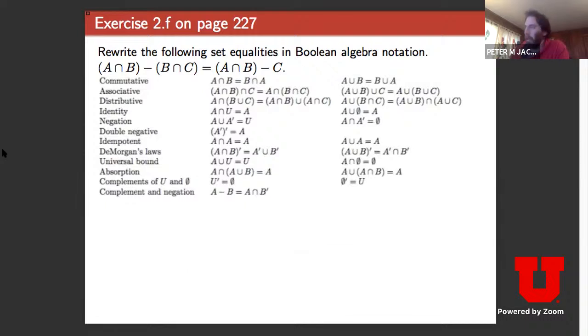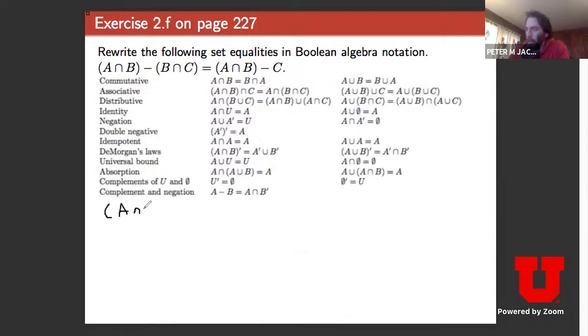All right. So let's start this. Before we start to write everything down, it is useful to rewrite these differences, these minuses. They're set differences. These set difference symbols. It will be useful to write them down in terms of intersections and complements, because we know how to translate intersections and complements into Boolean algebra notation. So let's just rewrite the statement.